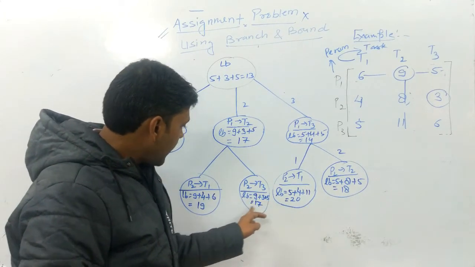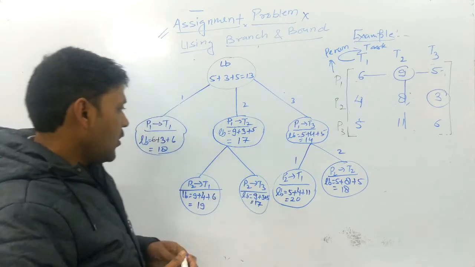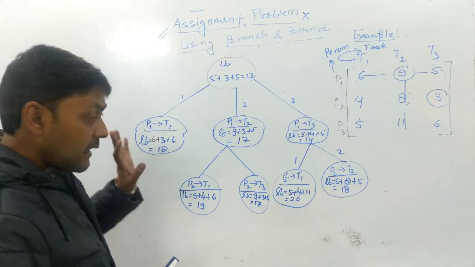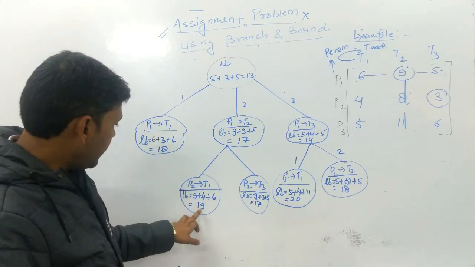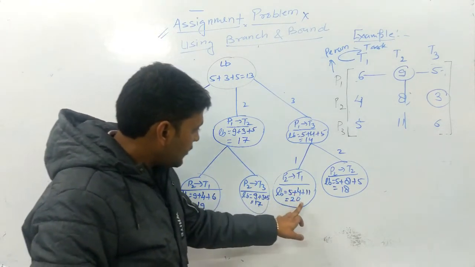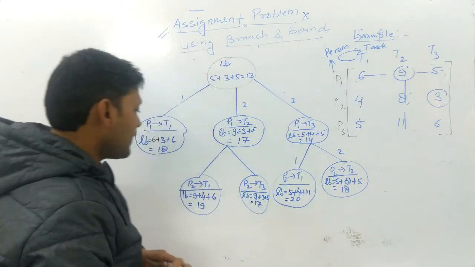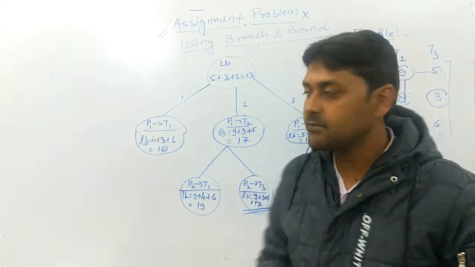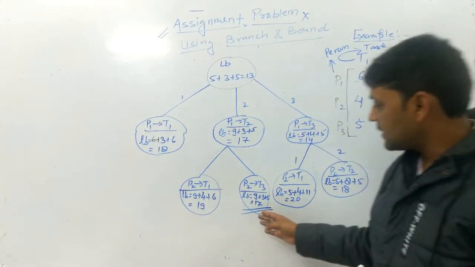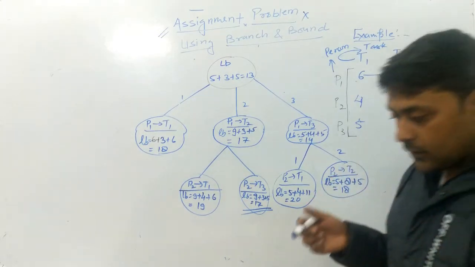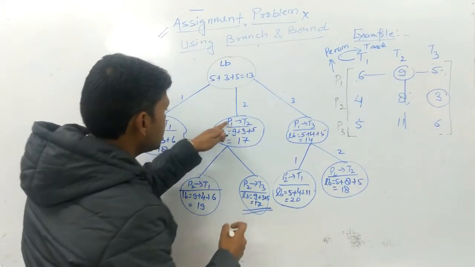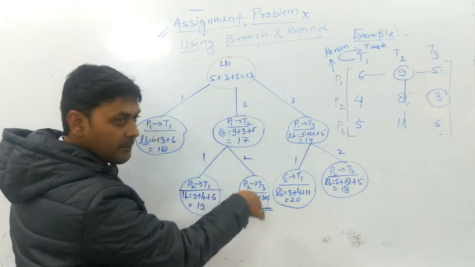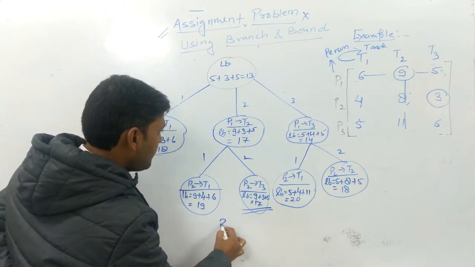Actually, we have to add all the lower bound values. Then which one is the minimum? These are the live nodes: 18, 19, 17, 20, and 18. Which one is the minimum? The minimum is this. Okay, if this is the minimum, that means only this node is explored. You have also done this, P2. According to this branch, you have to perform P1.